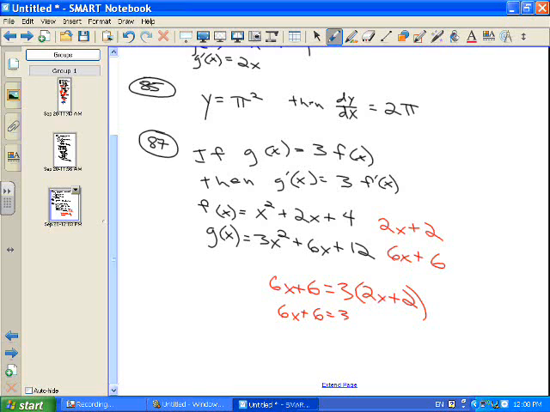Now, it could just be coincidence that I randomly selected and made up my own functions and it worked. Or it could mean something. It means something. So let's think about it a little bit differently. If you look back at your rules for taking the derivative, you take the power and multiply it. So if you have 3 times the function, you're allowed to take the derivative and then multiply it by the 3. That was one of the properties that we dealt with. That's why it works.